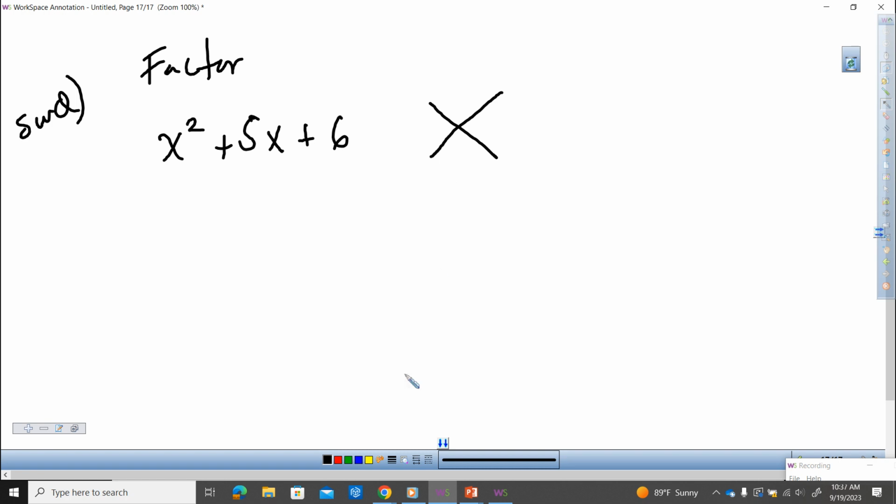Okay, check this out. I'm going to write this number on top, this number on the bottom, and I'm going to think, what two numbers multiply to give me 6, so that those two same numbers add up to 5. Tell your neighbor the two numbers that multiply to give me 6, that when you add them, give us 5.